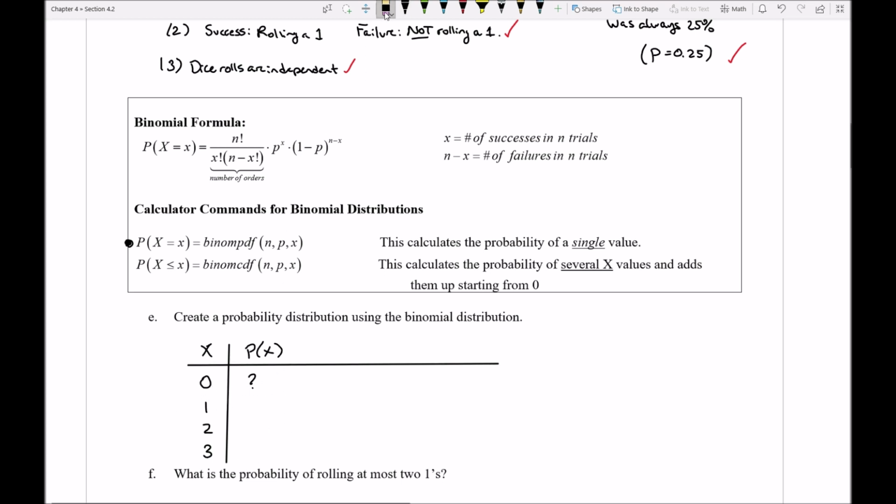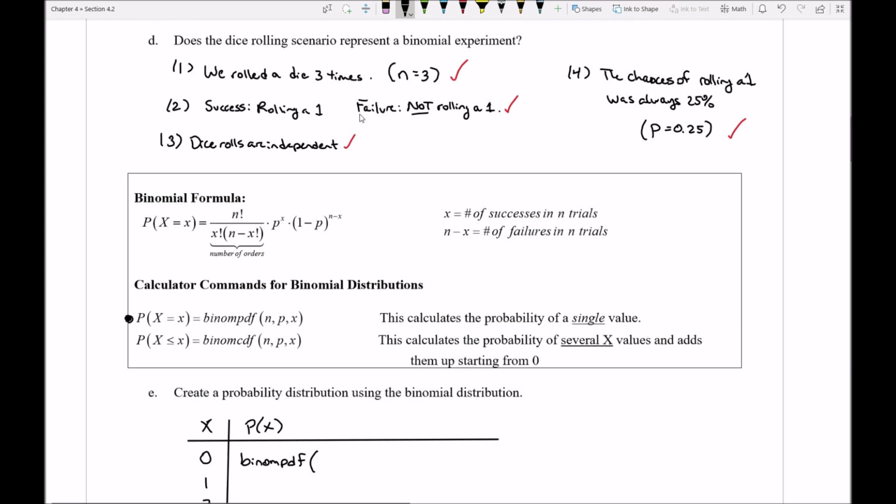And so I'm going to use this calculator command 4 different times to find each of the probabilities that is going to be located here. Okay, so let's see how this would work. If I want to find the probability associated with x being equal to 0, I need to write in a binom PDF, and then these 3 values associated with my given scenario. So first I have to include n, which we saw up above is the value of 3. I'm going to include p, the chance of getting a success, which we saw as 0.25, and then I'll include x, which is the number that I'm trying to find the probability for.